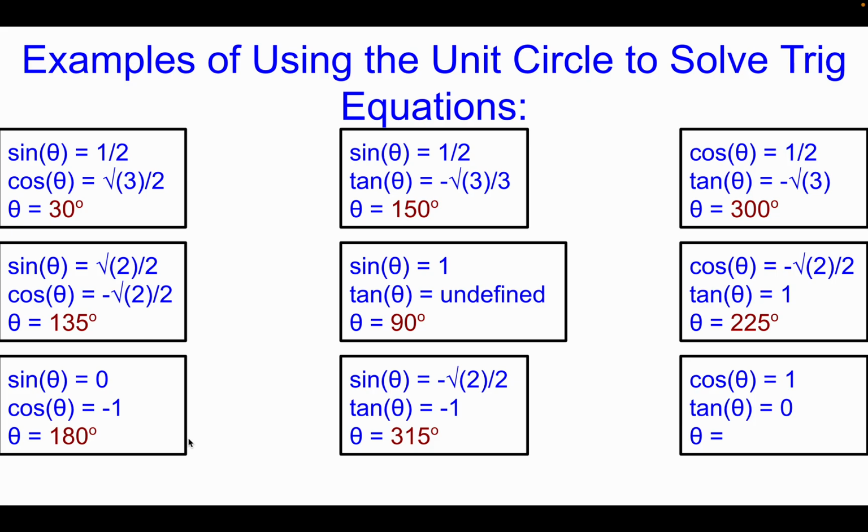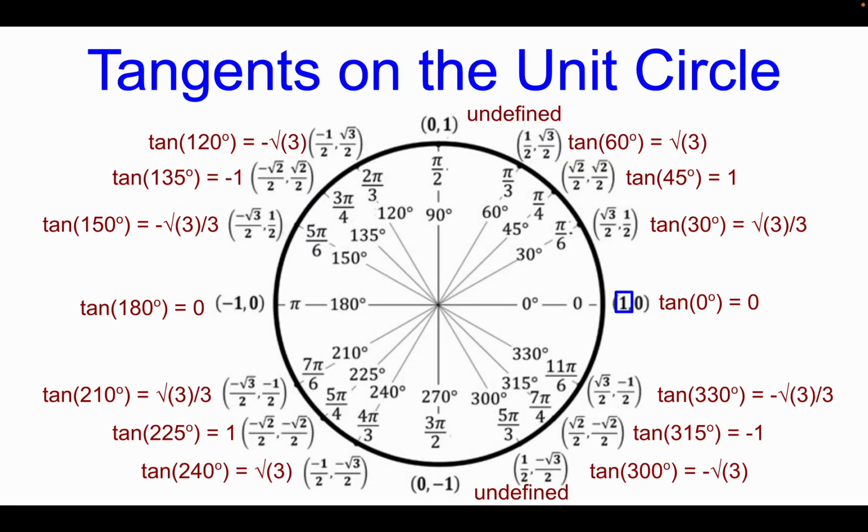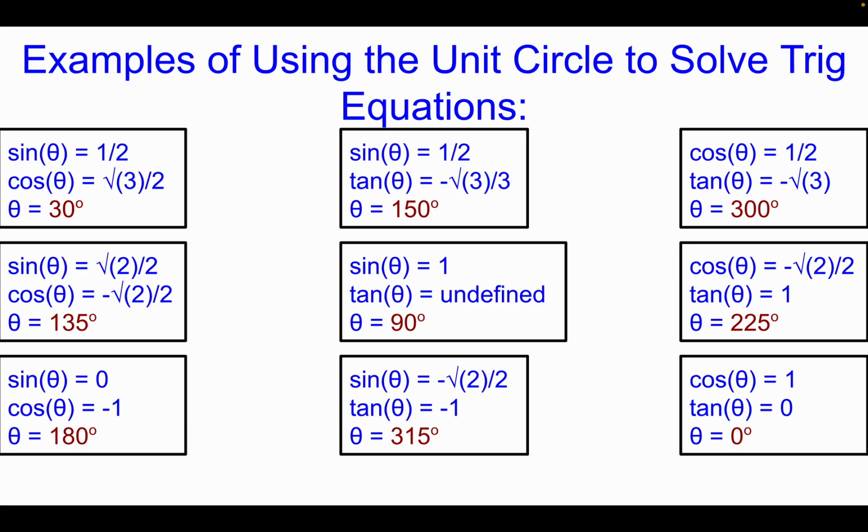Last up, we're looking for where the cosine is 1 and the tangent is 0. So we can see here the cosine is 1. Here the tangent is 0. And so our answer is going to be the one place where those are both satisfied at 0 degrees. So the answer is 0 degrees or 0 radians.